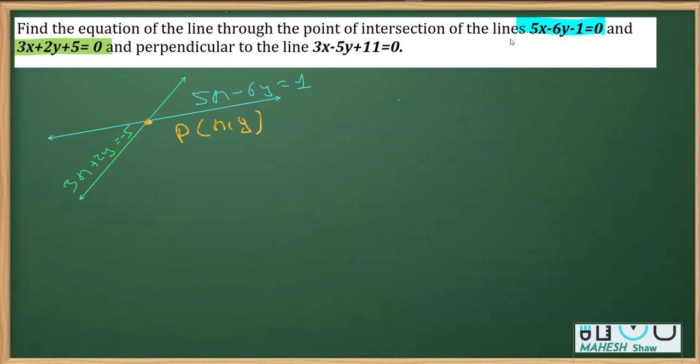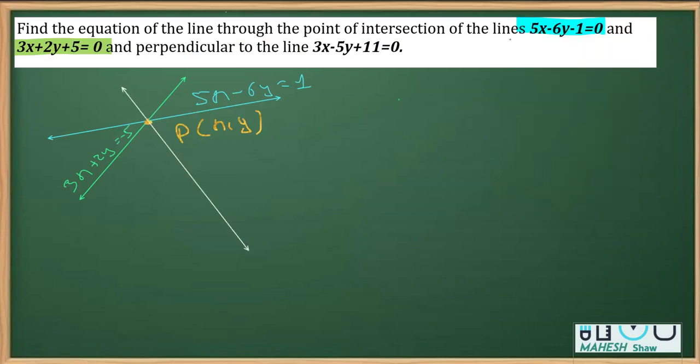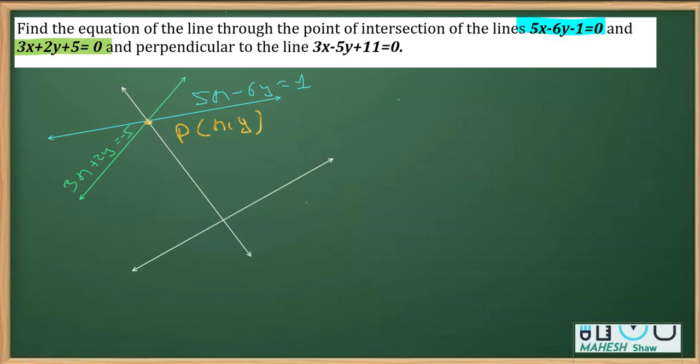Now, we are supposed to find the equation of another line. There's a third line also, and that passes through this point, and which is perpendicular to another line. And the equation of this line is given, right? So we know the equation of this line, this yellow one. This is 3x minus 5y plus 11 is equal to 0. So we know the equation of this line also.